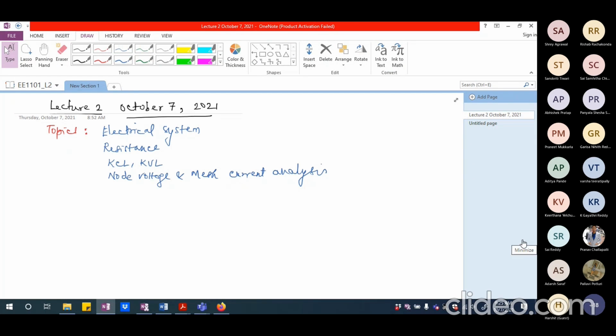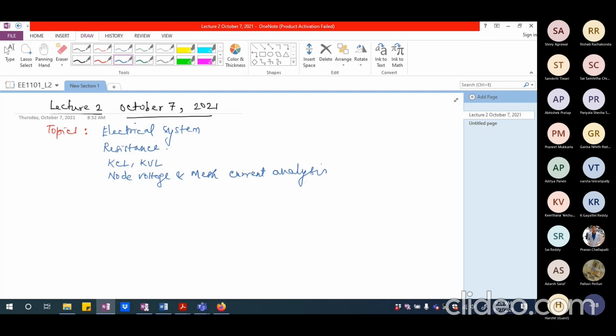So the topics that we are going to look at today are basically we are going to again start with the basic block diagram of electrical system. Then we will look at the resistance as one of the components in the DC circuit, because we are going to start the course with analysis of DC circuits. As a rule, AC circuits are more complex than DC circuits because the inductance and capacitance will also play a big role and they will also offer some impedance. So it's going to be a little complex. So we'll go to AC circuit a little later.